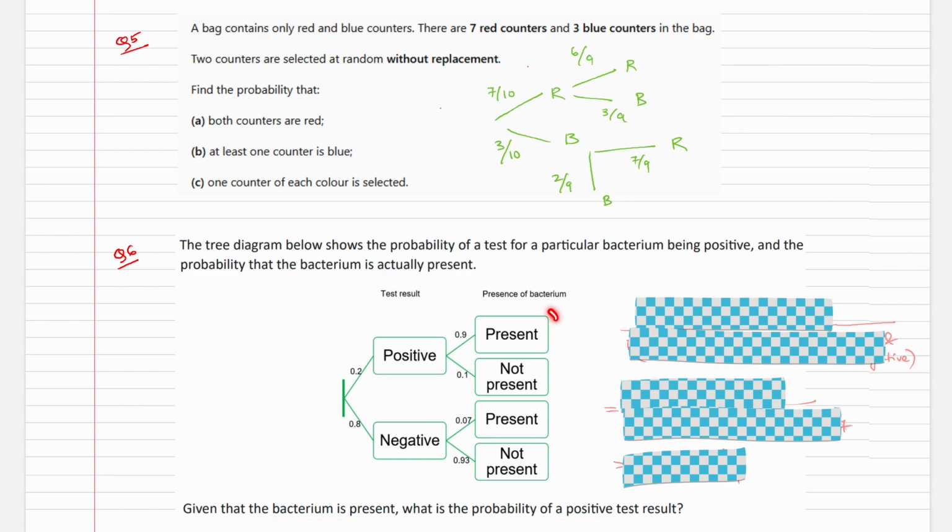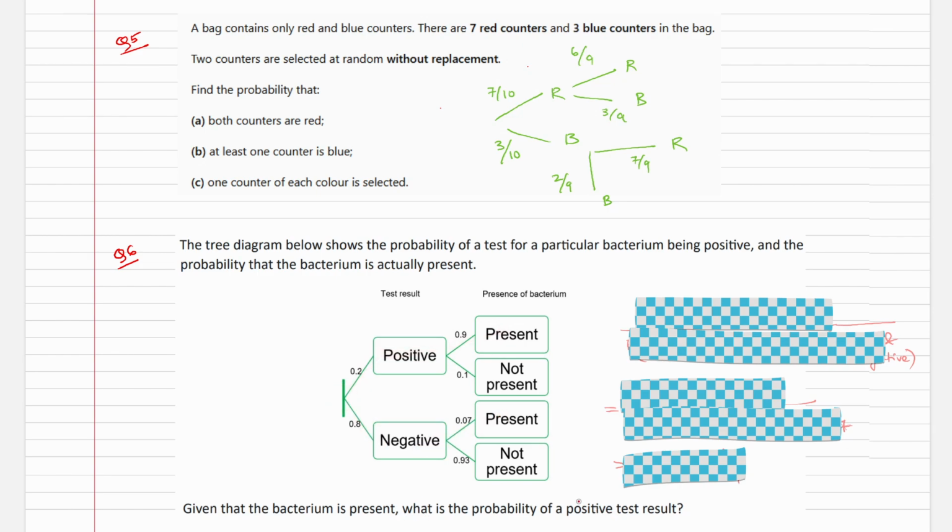So we know that the bacterium is finally present. So what should be the total number of cases? That should be the probability along the pathways of both the present counters. So it could be positive and present, it could be negative and present. Denominator would be 0.2 into 0.9 and 0.8 into 0.07.